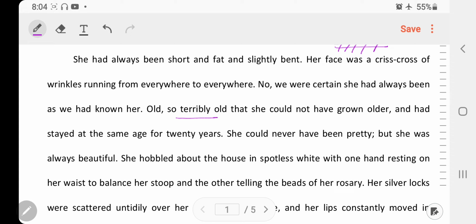So this is the description of the physical appearance of this grandma. That's why it is called the portrait. Portrait, you understand, that is the picture. So this is the vivid word picture of the grandma. So how she was? She was short, she was fat, she was slightly bent, and there was crisscross of wrinkles running from everywhere to everywhere. And for the last 20 years, she looked like this only.